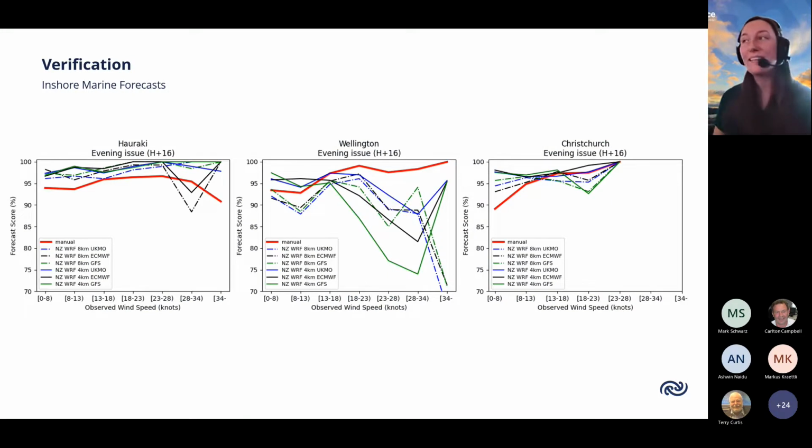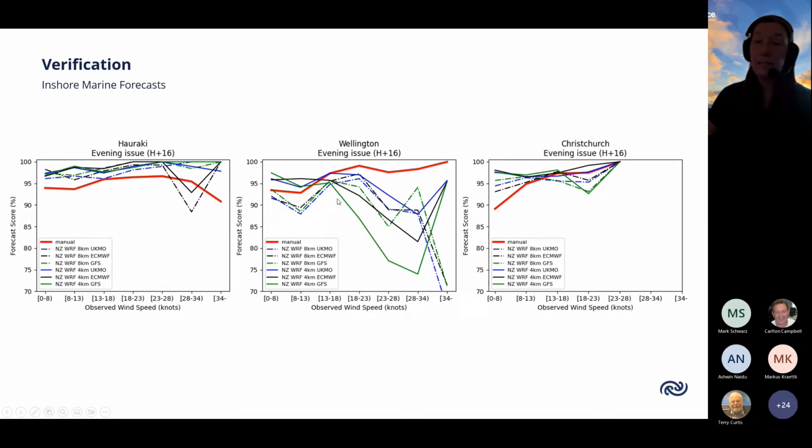We're not always better. So this is verifications for our inshore marine forecast. So this is for wind. And this is our forecast percentage score. So we want to be higher. And then this is a function of time. So the further out the forecast is. For the likes of Hauraki, in general, our models, which is the blue, black, and green, do better than us as a manual forecaster in red.